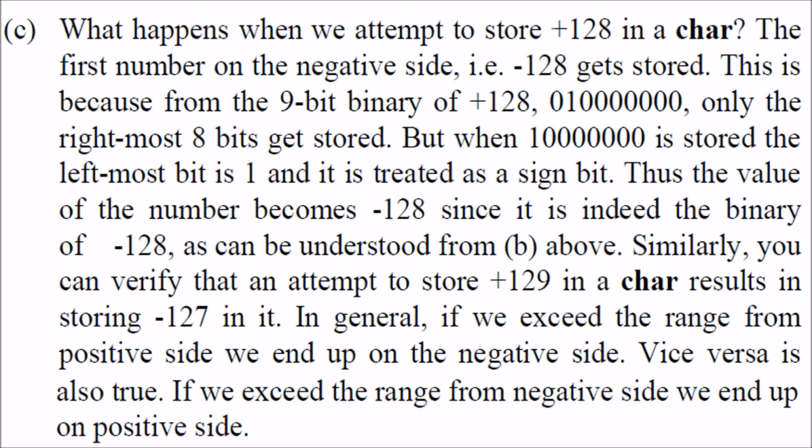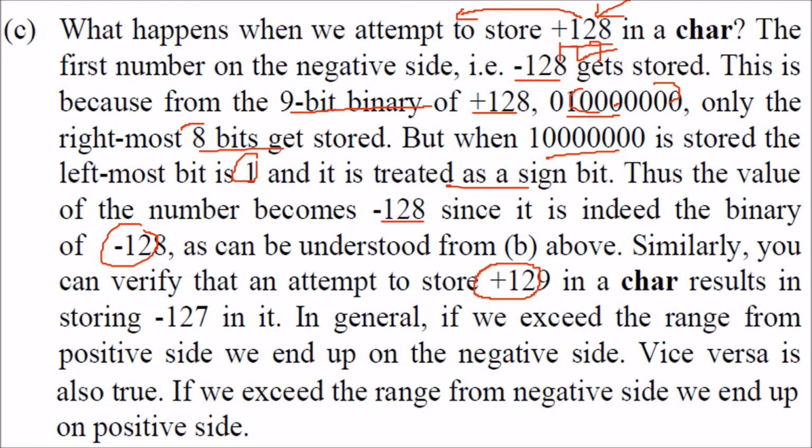And we have already seen in the program what happens if you attempt to store 128. We know that 128 is not there, only up to 127 we go. So it takes the negative side, it goes to minus 128. This is because from the 9-bit binary of plus 128, only the rightmost 8 bits get stored. When this part is stored, the leftmost bit is 1, and it is treated as a sign bit. So the value of the number becomes minus 128, since it is indeed the binary of minus 128, and this can be understood from the previous discussion. So you can verify that 127 is in range, 128 you go to minus 128, and 129 you go to minus 127. We exceed the range on the positive side, we end up on the negative side. And this is true for the negative side also. If we exceed the negative side, we go to the positive side.